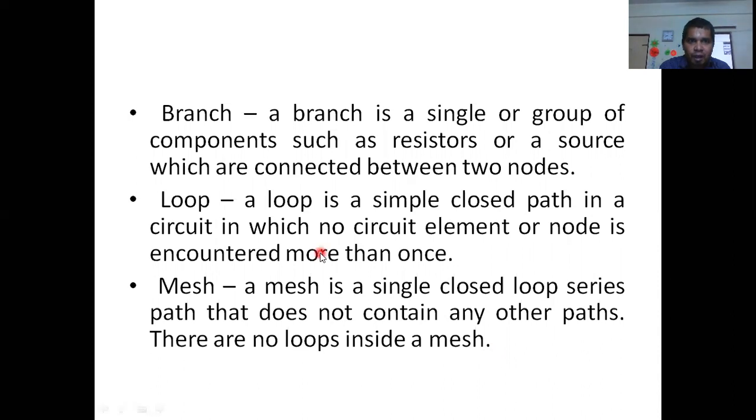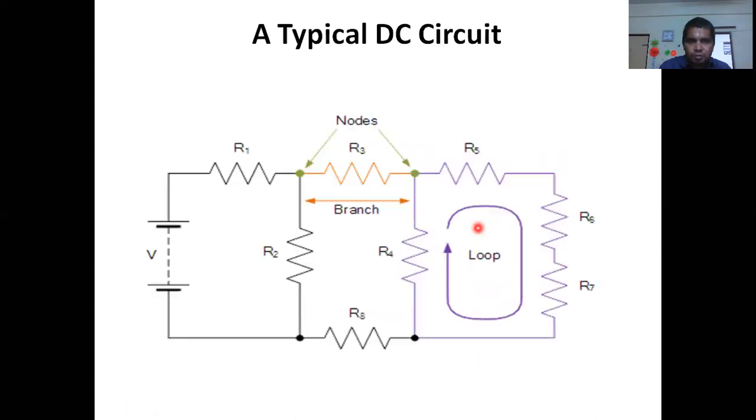A branch is a singular group of components such as resistance or source which are connected between two nodes. Connected between two nodes. Let us show this circuit here. Let us come here. This is the branch.